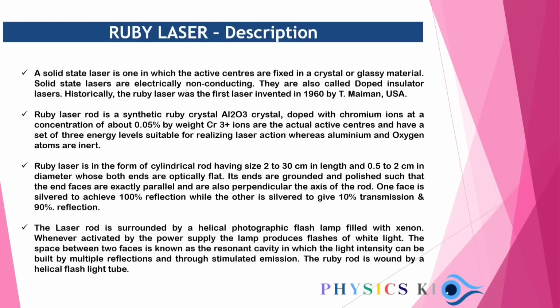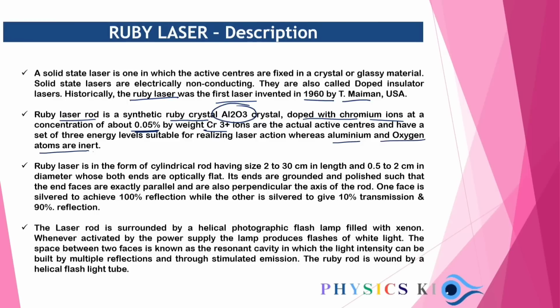So start with some description. Ruby laser is the first laser, invented in 1960 by T. Maiman. The ruby rod is a ruby crystal, that is Al2O3, doped with chromium ion. The percentage is 0.05 percent by weight of chromium Cr3+ ions. Also write that the aluminum and oxygen atoms are inert in this.